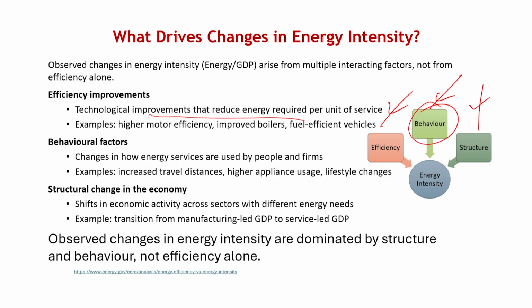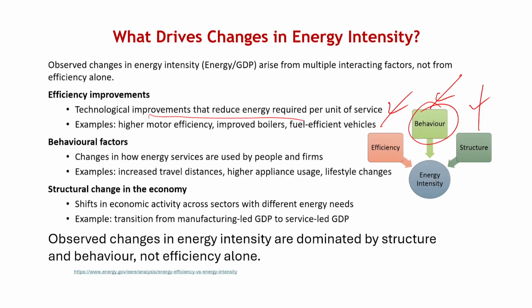There could be some structure changes also, like, as I already mentioned, the GDP might be changing from a manufacturing based GDP to a service based GDP, which can again lead to a situation where the energy per unit of GDP will suddenly start to look lesser, but that doesn't mean that our efficiency went up, or that our grid became more efficient, or that suddenly people are more energy efficient in their use. That may not be the fact. So observed changes in energy intensity are dominated by structure and behavior and not efficiency alone.